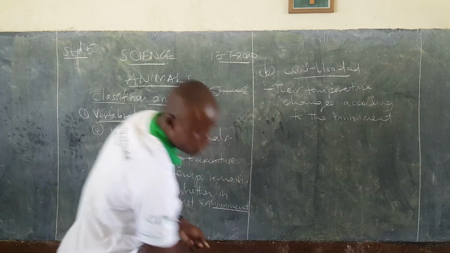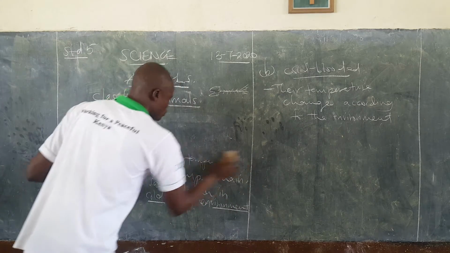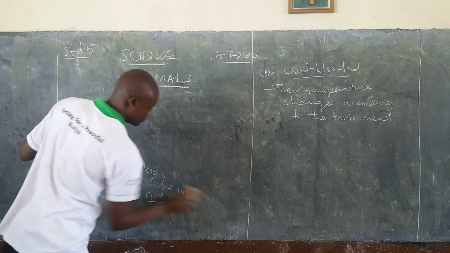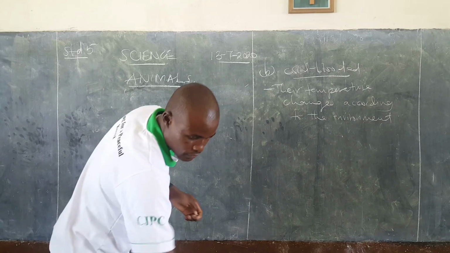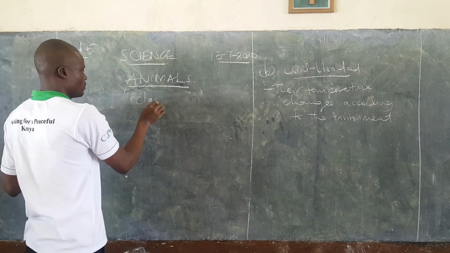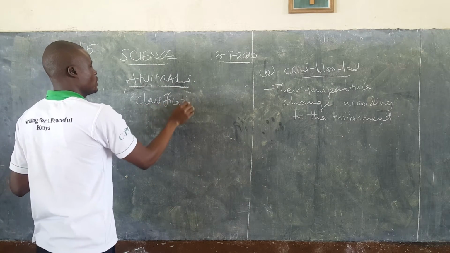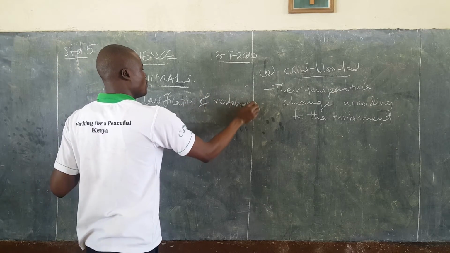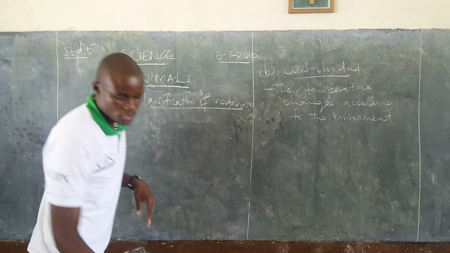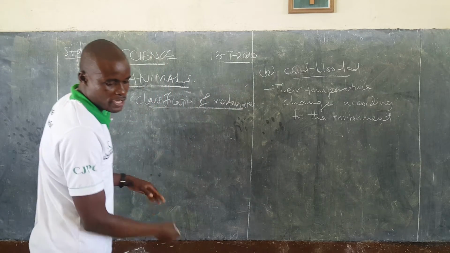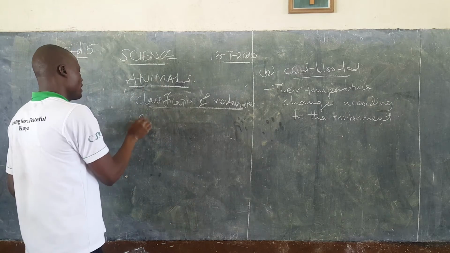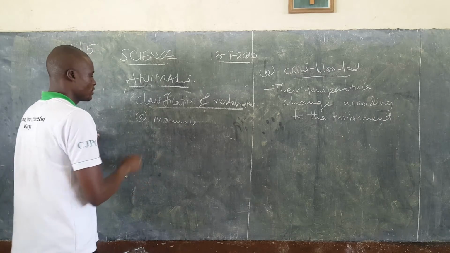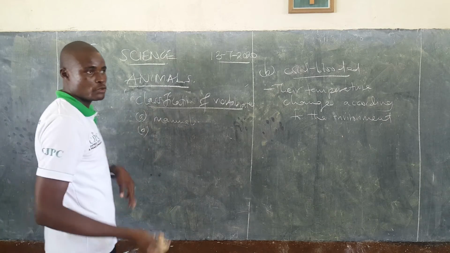So we got to classification of vertebrates, and we continue from there. Classification of vertebrates. These animals with backbones, how do you classify them? So vertebrates are classified into 5 main groups. And A, we have mammals that we have just mentioned. Mammals, okay, let me just name them first, then we will come to describe them.